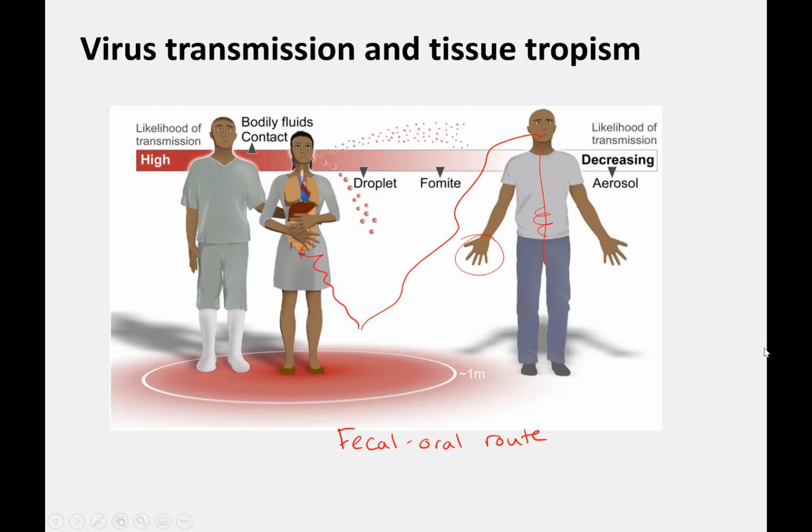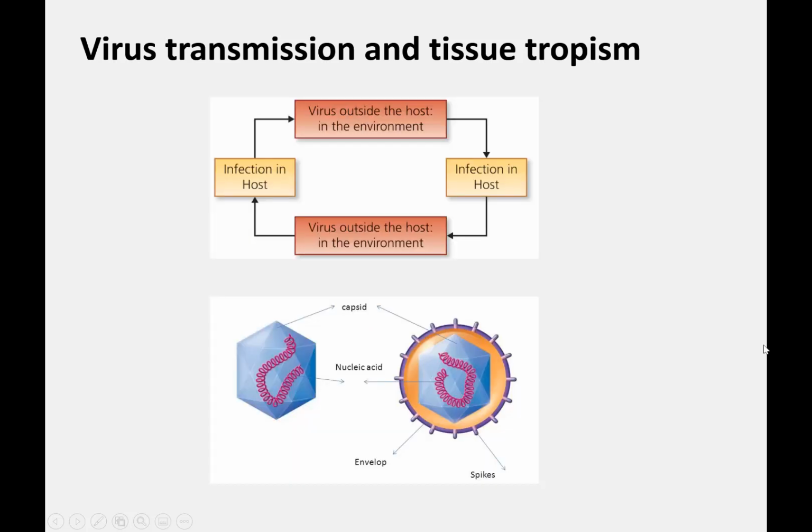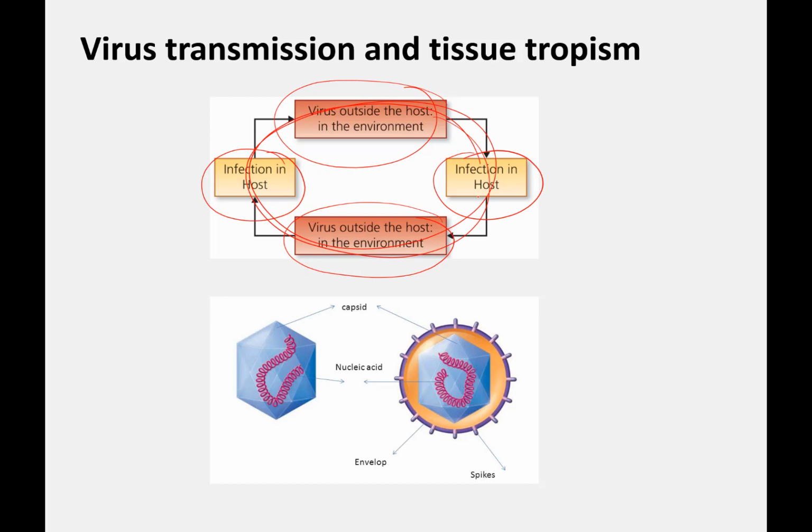So I want you to think about the connection between virus transmission and tissue tropism. When we're talking about virus transmission, we're really talking about infection in a host, the virus getting out of the host, the virus finding a new host, the virus getting out of that host, and repeating this. So a virus wants to be able to replicate in a host and create lots of virions, infectious viruses, and then get into the new host and repeat.